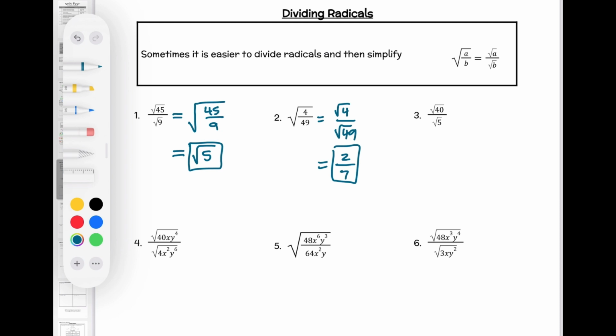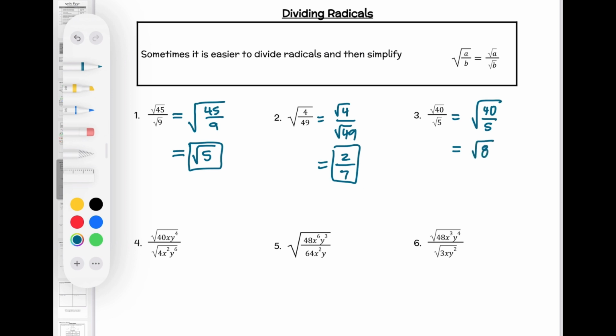All right, so for number 3, you could do this one either way. Because 40 and 5 divide evenly into each other, I'm going to go ahead and write it as one fraction and do 40 divided by 5. So 40 divided by 5 is going to be 8.